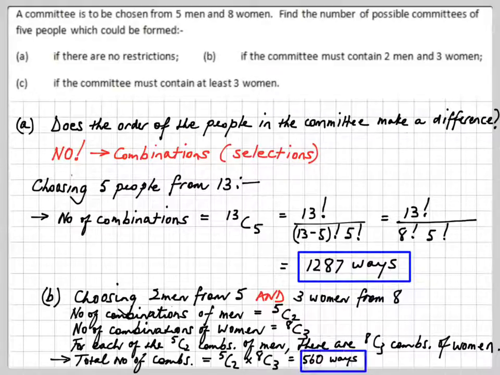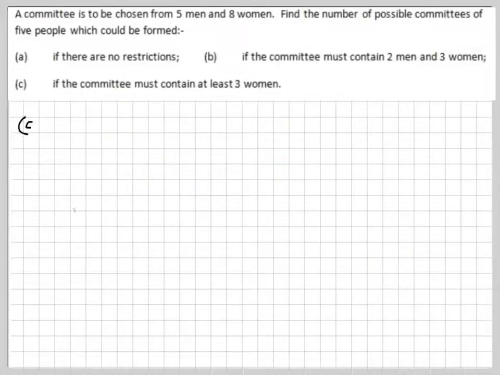Calculator, comes to 560 ways, and thank you, Mr. Box. You're happy with that? Oh, that's good. Now, we've got to do part C now. Let's go over the page for that.